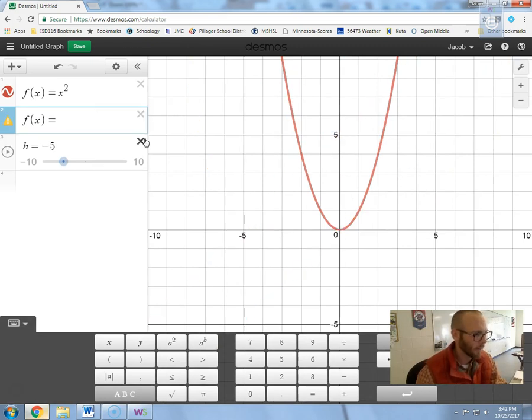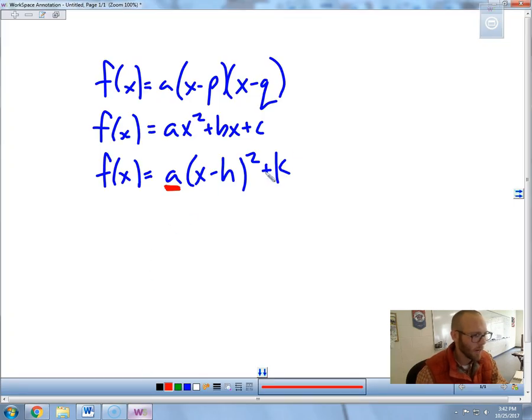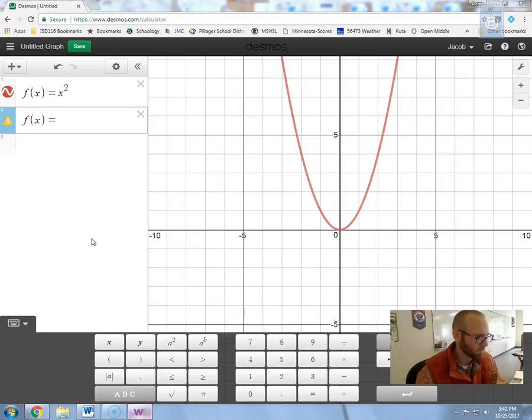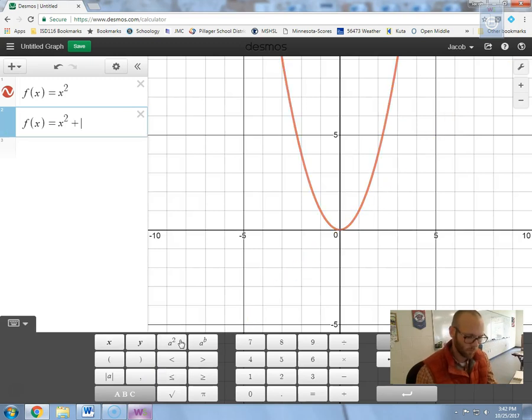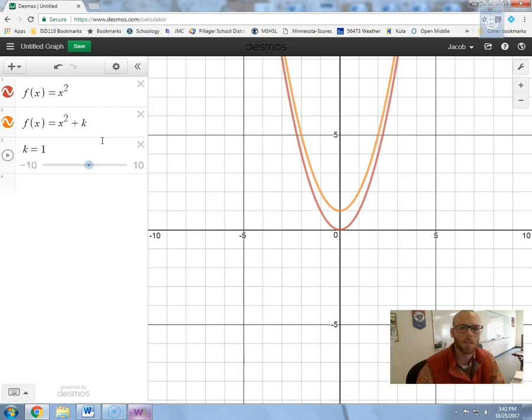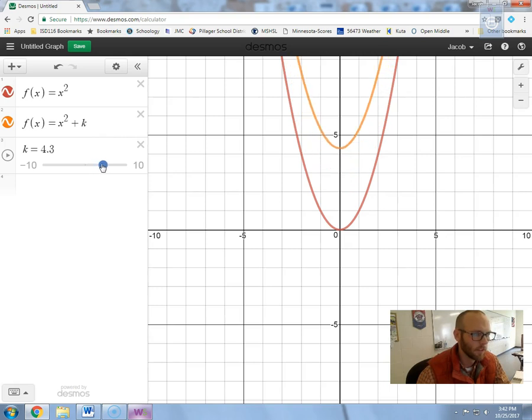Let's get rid of that. Now let's talk about the k. What do you think this is going to do to the graph? If k is positive, it moves it up. Why? We're simply just adding to the y values.